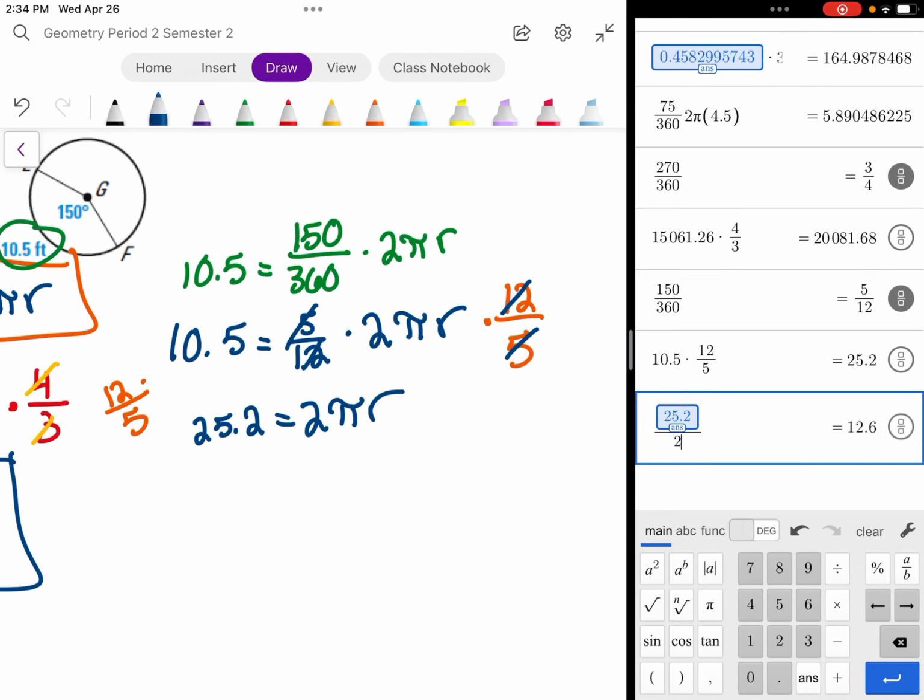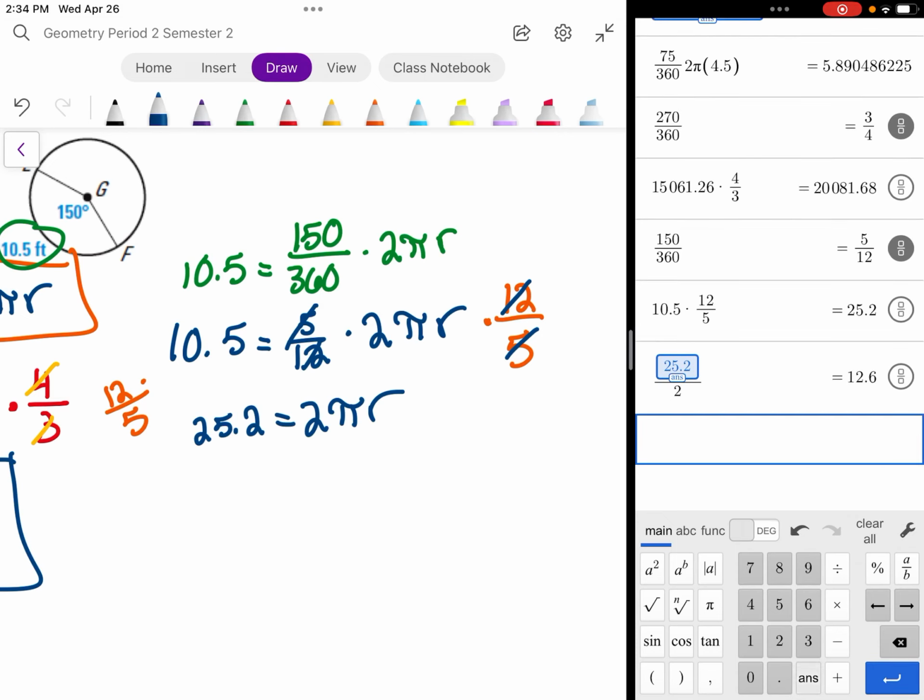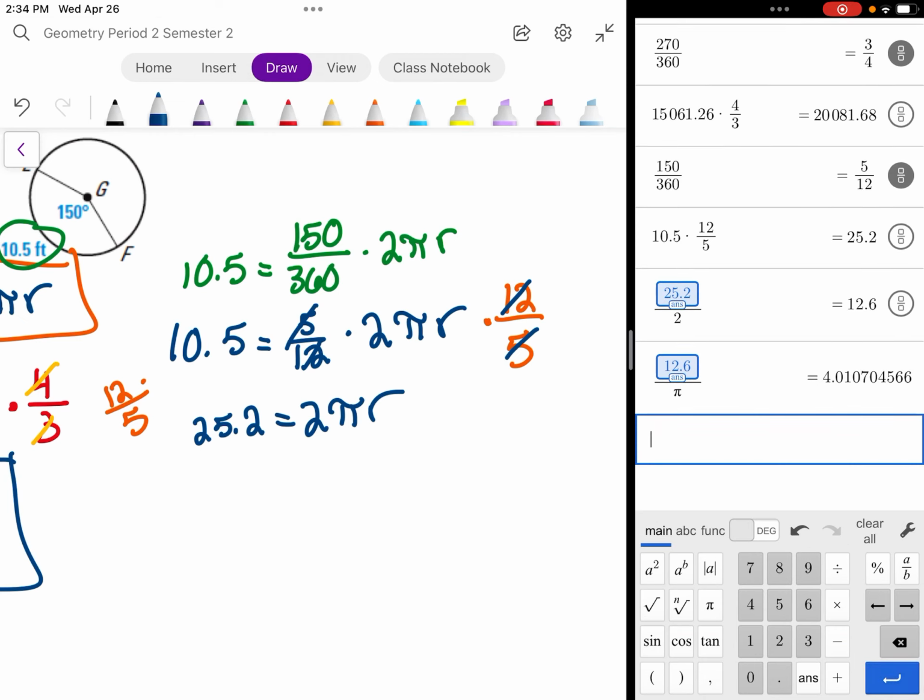So I'm going to divide my answer by 2. And then I'm going to divide that answer by pi. And that's going to give us our value for our radius, which is about 4.0107.